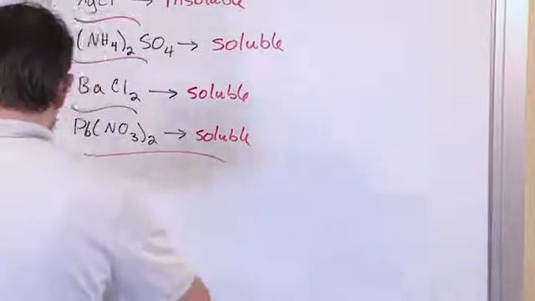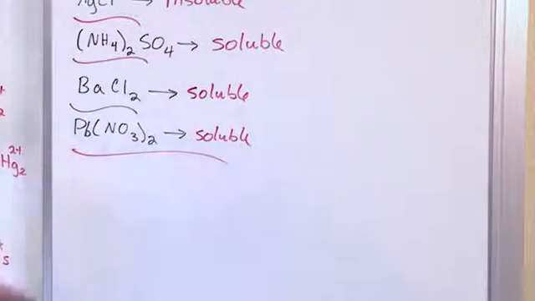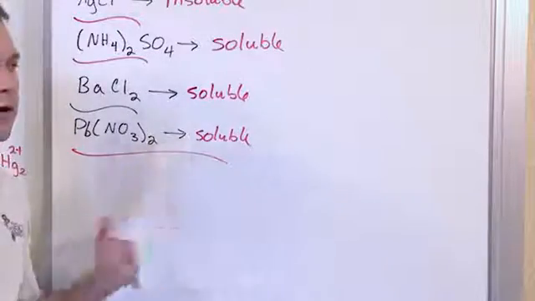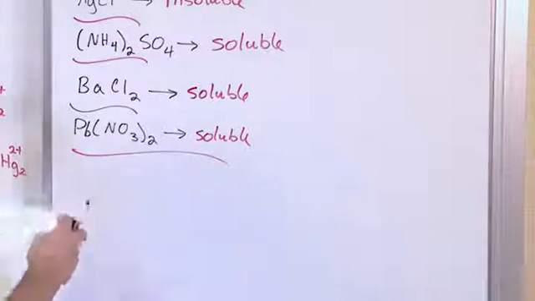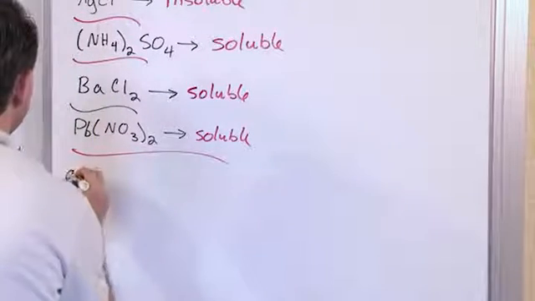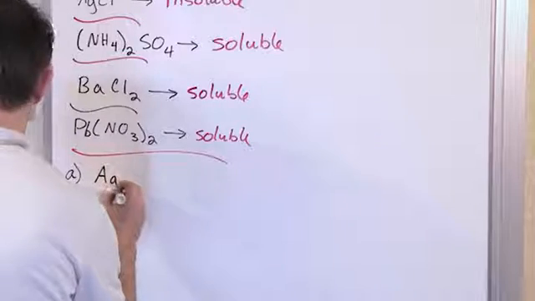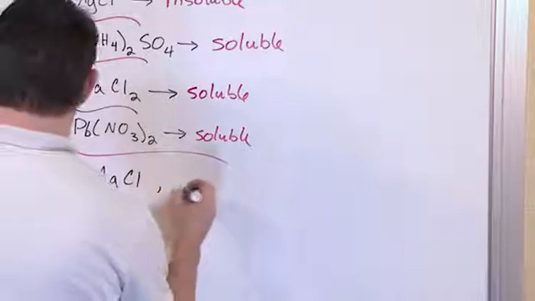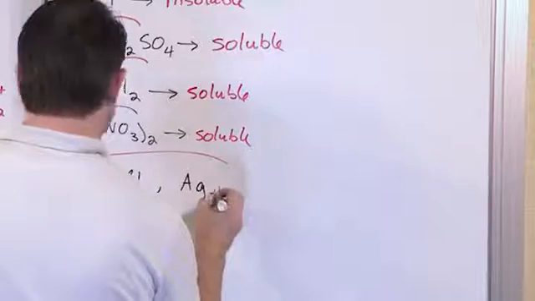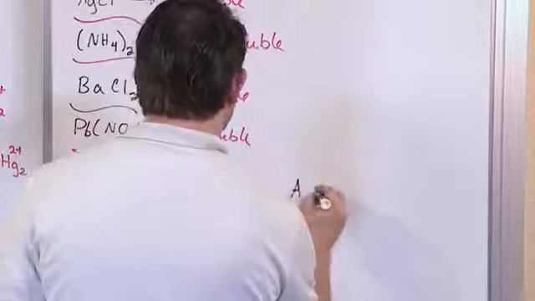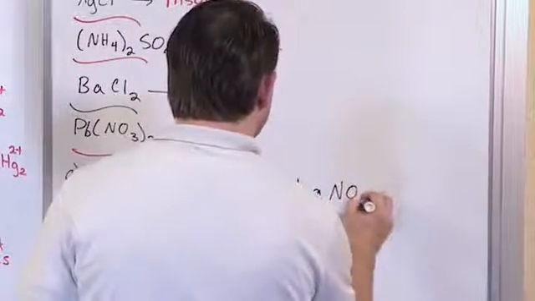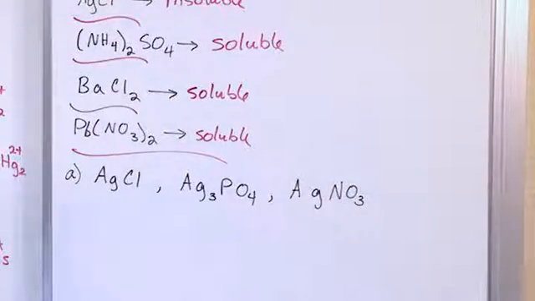All right, now for the next batch here, I'm going to write down a couple of different compounds, and they're all going to be sort of similar, and we're going to circle the ones that are actually soluble by looking at our list. So it's basically the same sort of thing. So what if I had silver chloride, silver phosphate, and silver nitrate? Let's figure out and circle the ones that are actually soluble. We'll circle the ones in this list that are soluble. Maybe there's one, maybe there's more than one.